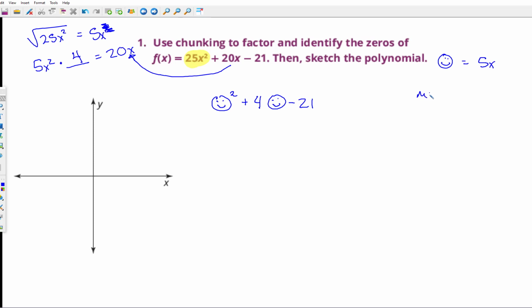So I'm looking to see what multiplies to give me a -21, and because they're going to be opposite signs, has a difference or adds to create a positive 4. So I need to get multiply to give me negative 21, but add to give me 4. So that would be 7 and negative 3.